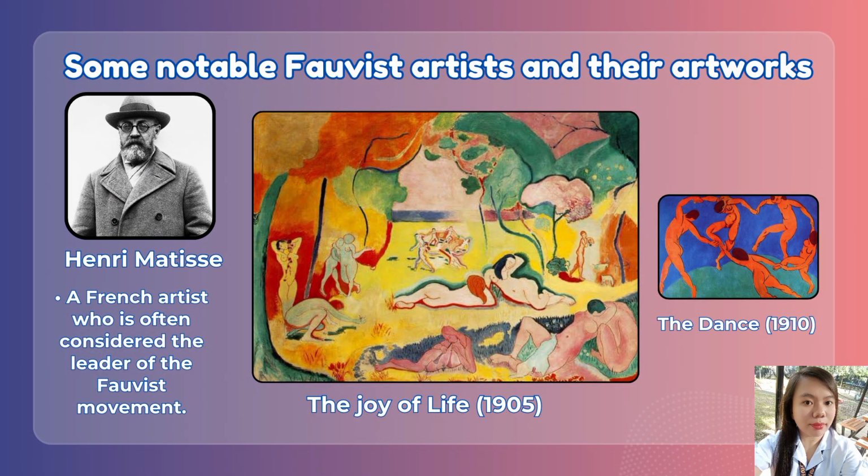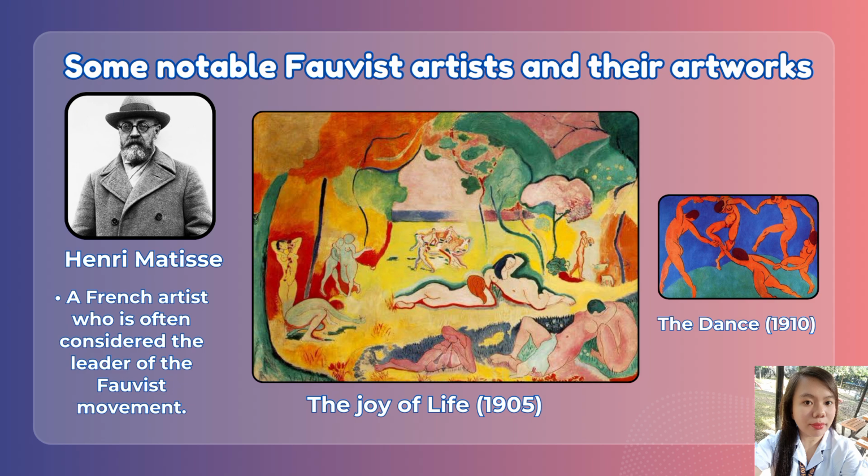We have notable Fauvist artists and their artworks. First is Henri Matisse, a French artist often considered the leader of the Fauvist movement. He is known for his innovative use of bold, vivid colors and expressive forms. He broke away from the traditional art rules to create vibrant and emotional works that celebrated freedom and creativity. His leadership in the Fauvist movement influenced many artists and shaped modern art.